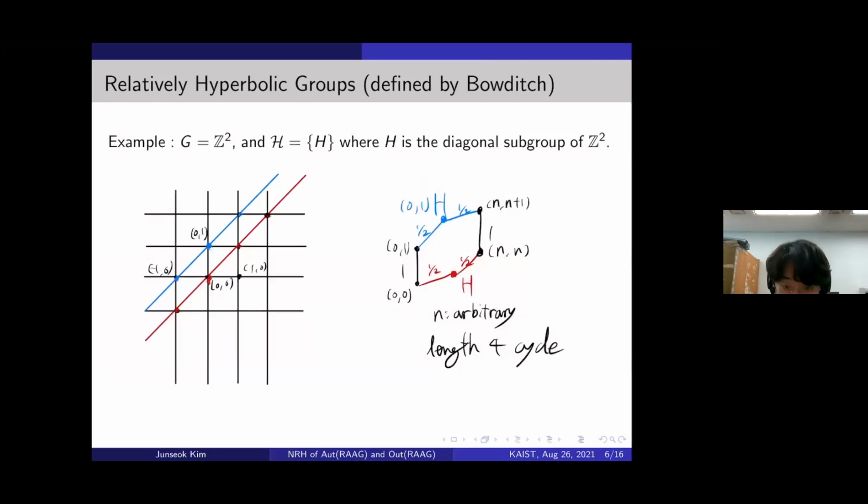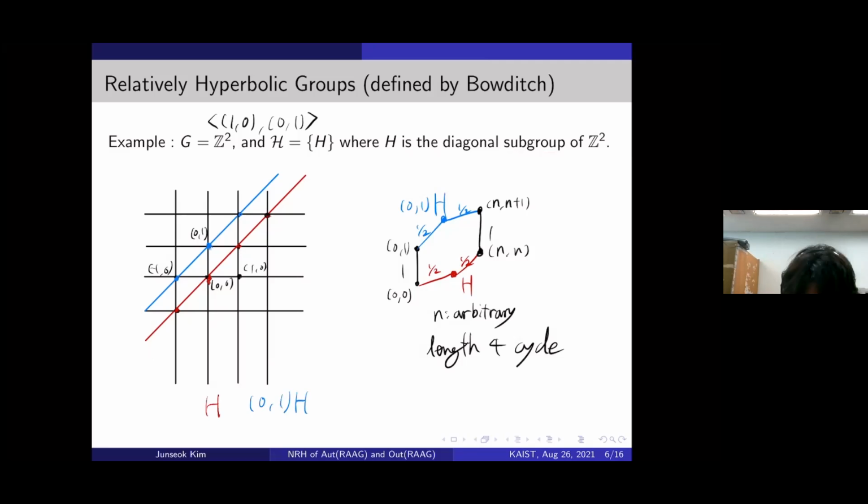And here's an example. Let's first consider Z^2 with the standard generating set (1,0) and (0,1). And H is the diagonal subgroup of Z^2. Here the black lines represent the Cayley graph of Z^2, and the red line represents the diagonal subgroup H, and the blue line represents the coset (0,1)H because it contains (0,1).